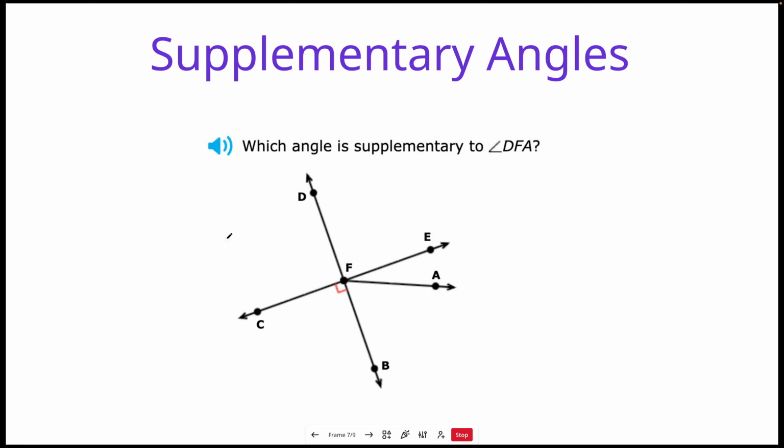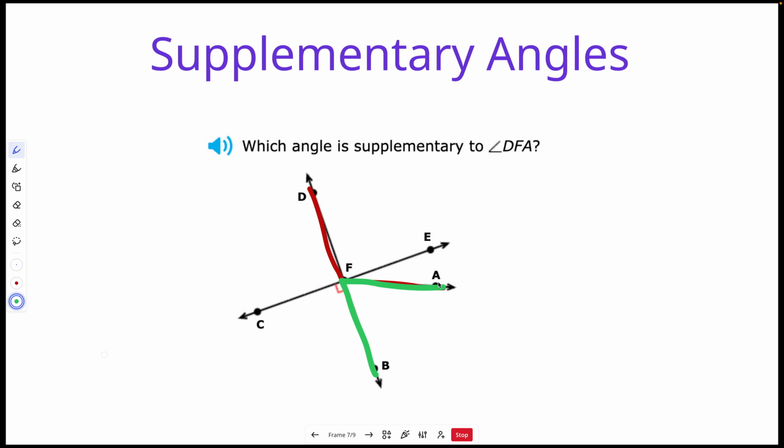All right, last one for today. It says, which angle is supplementary to angle DFA? Supplementary means, let's use this, supplementary means that when I combine them, I get 180 degrees. Or another way to say that is I get a flat line. So let's draw DFA here. That's not DFA. DFA is here. So the question is, what angle can I combine with this to make a perfectly flat line? We'll use a different color here. And the answer is BFA.